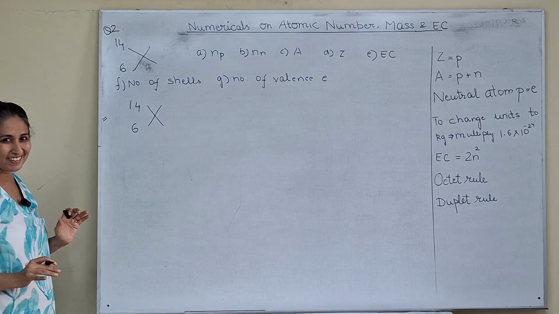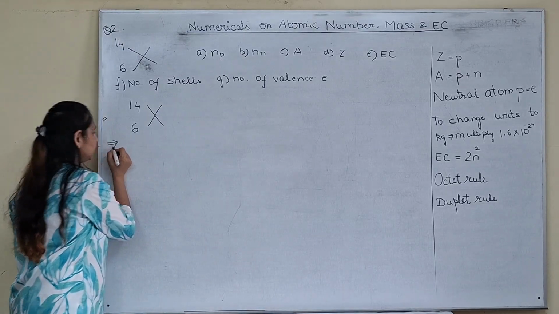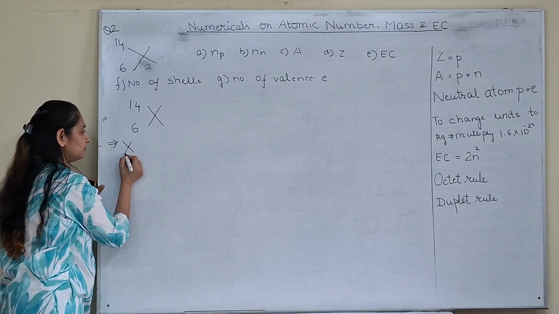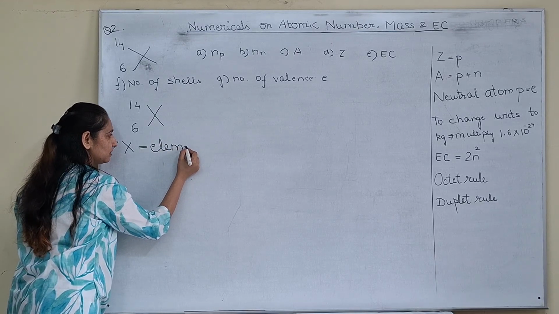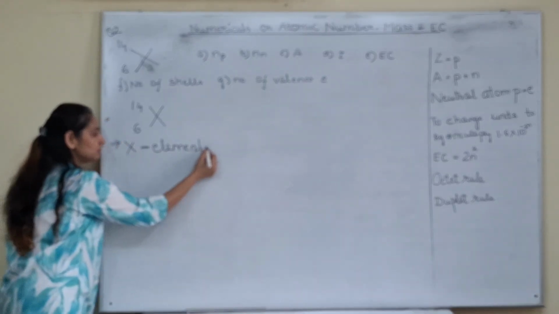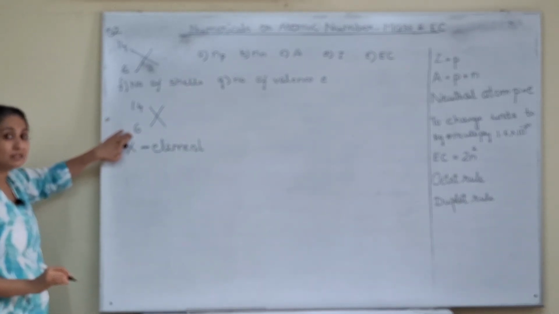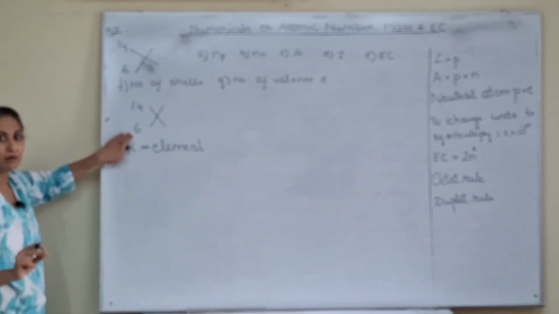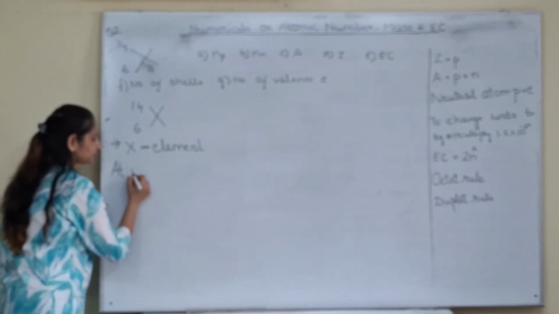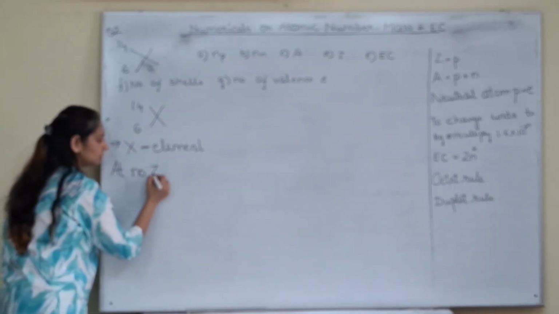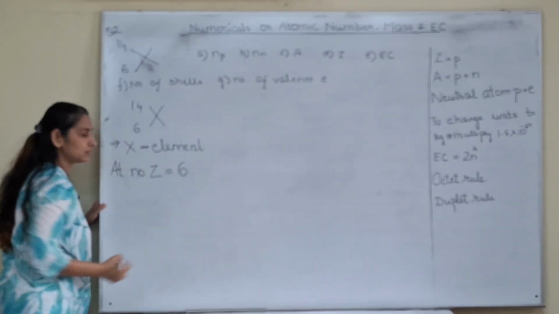What does this symbol mean? X is the name of the element, which we don't know right now. The lower number is the atomic number, or Z, as we write the symbol, which is 6.